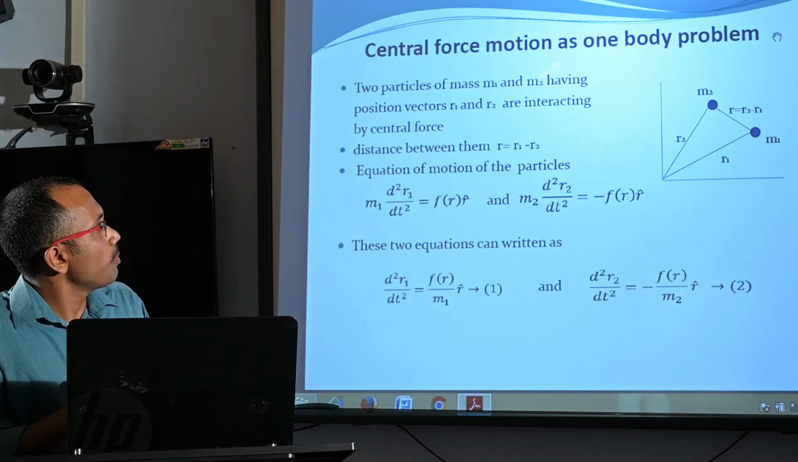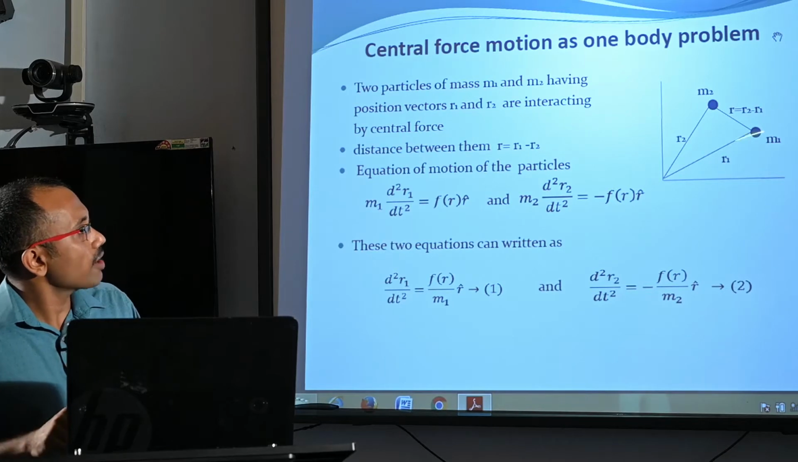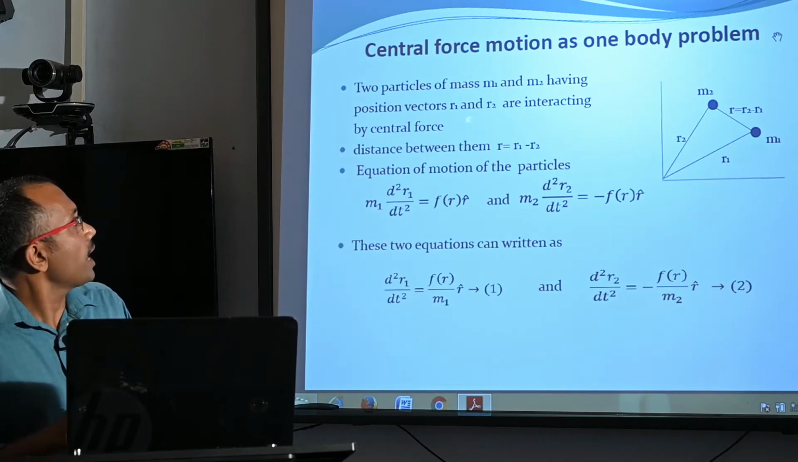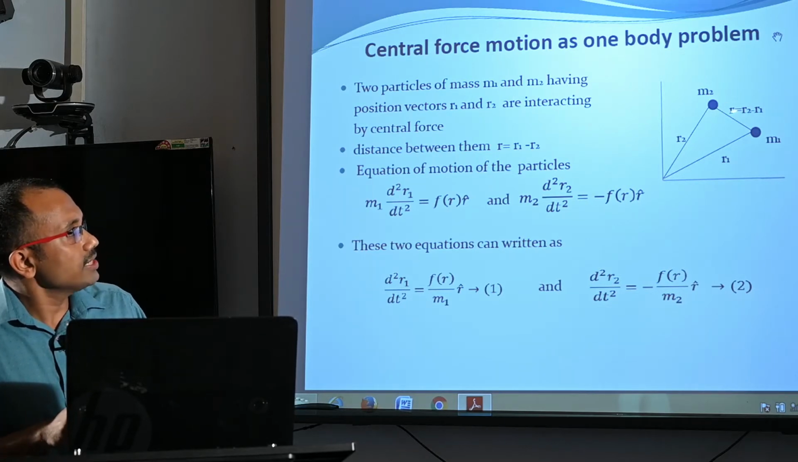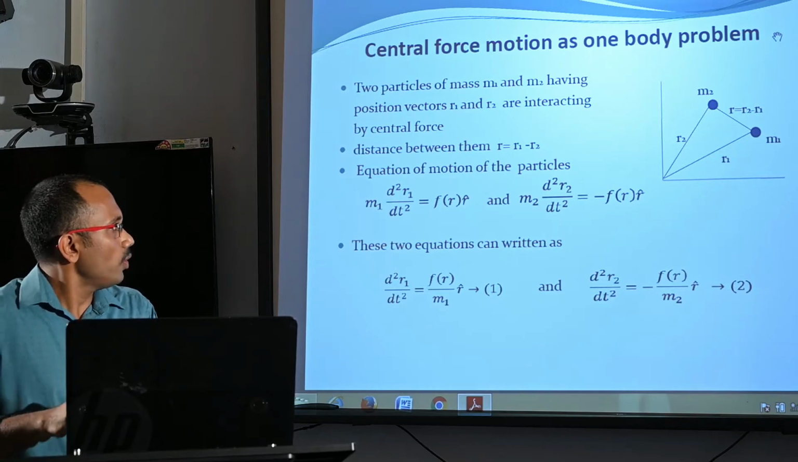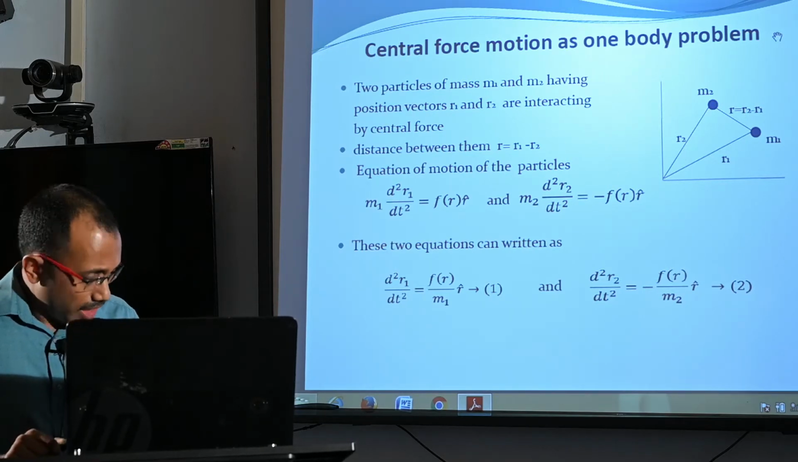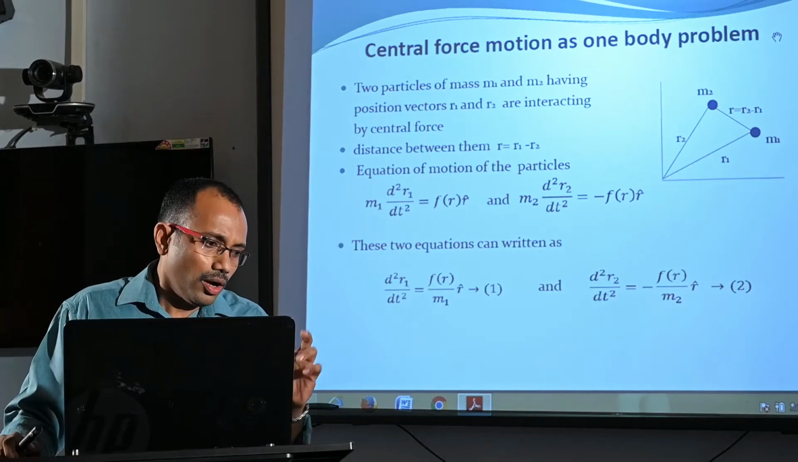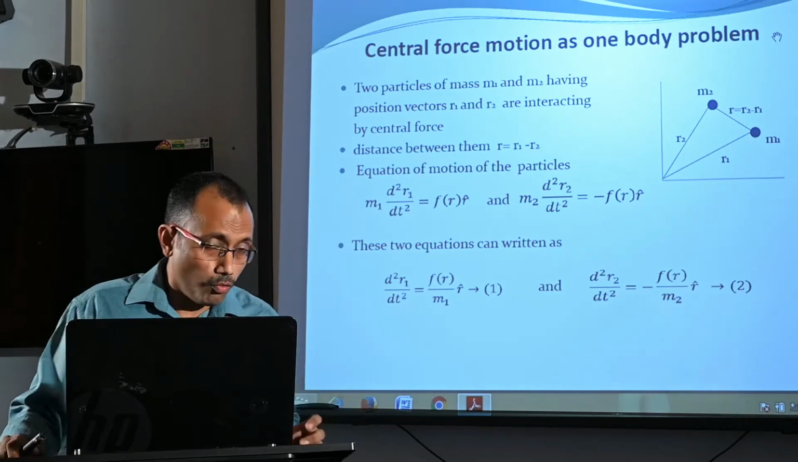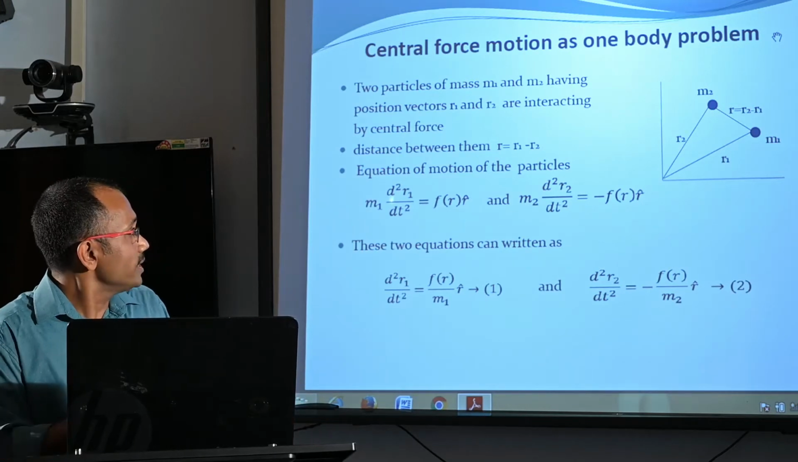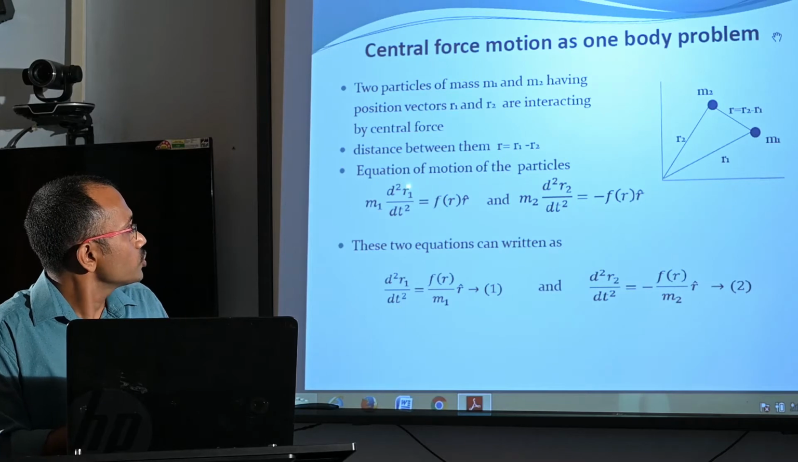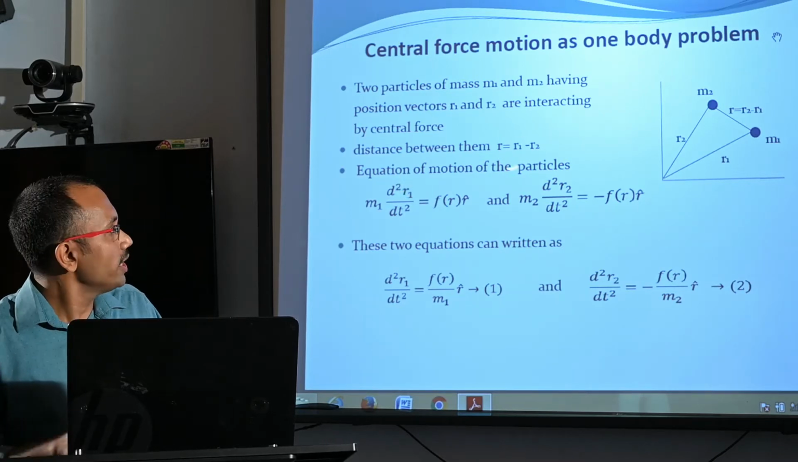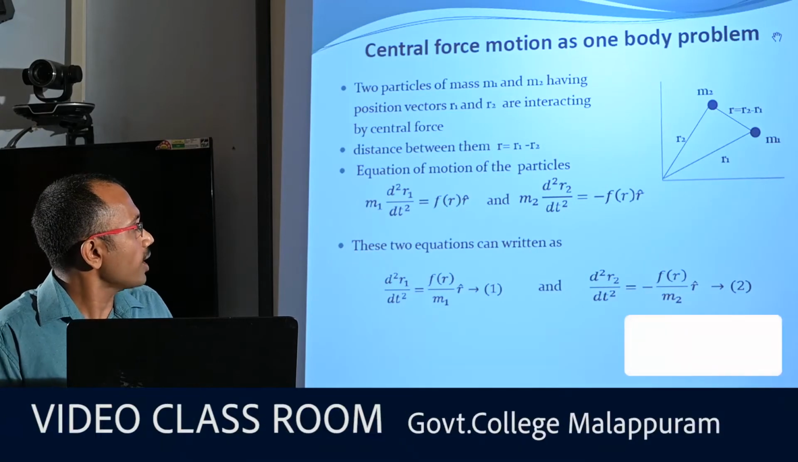There are 2 particles, one of mass m1 and another of mass m2, and r1 is the position vector of the first particle and r2 is the position vector of the second particle, and the vector between these 2 particles is r2 minus r1. So we know the equations of motion. Force is equal to mass into acceleration. In this case the mass of the particle is m1 and the position is r1, so the acceleration will be d square r1 by dt square. Then the force will be F of r times r cap.